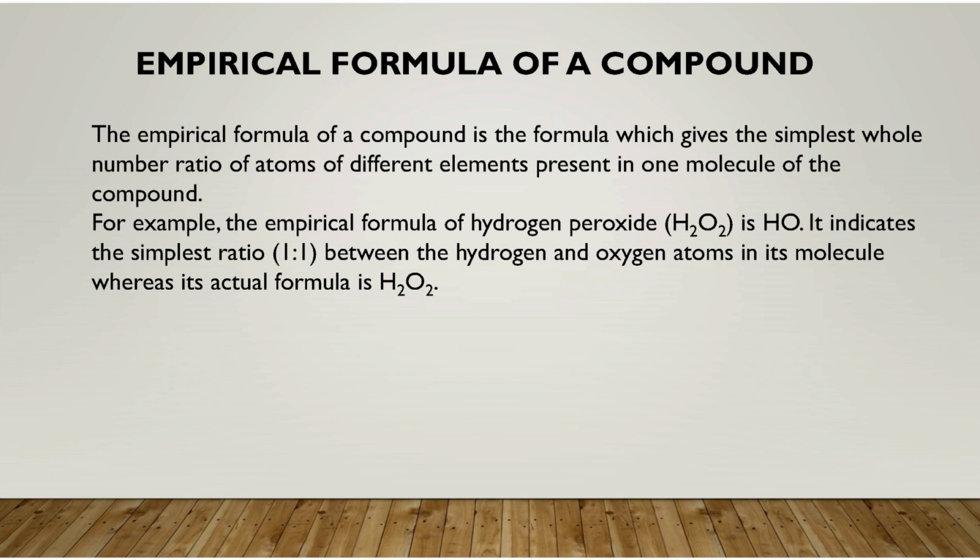Like the formula of hydrogen peroxide. We know the formula of hydrogen peroxide is H2O2. If we want to find the empirical formula of H2O2, the empirical formula is HO, because 2 atoms of hydrogen and 2 atoms of oxygen are the same, so both are cancelled. So what will rest? HO. So it gives the simplest ratio 1:1. So this is the empirical formula.